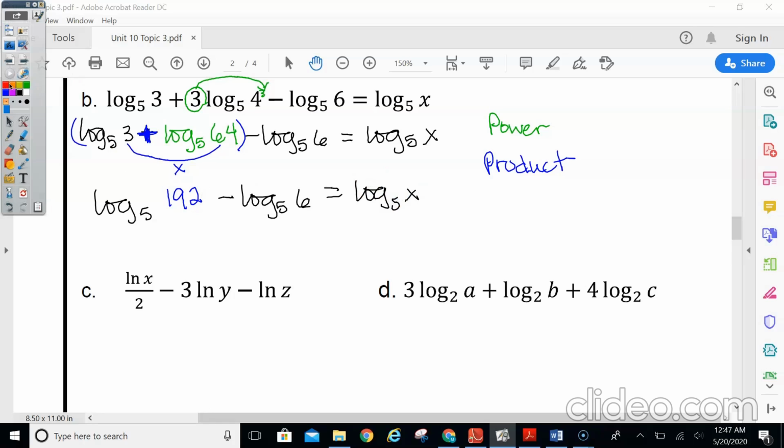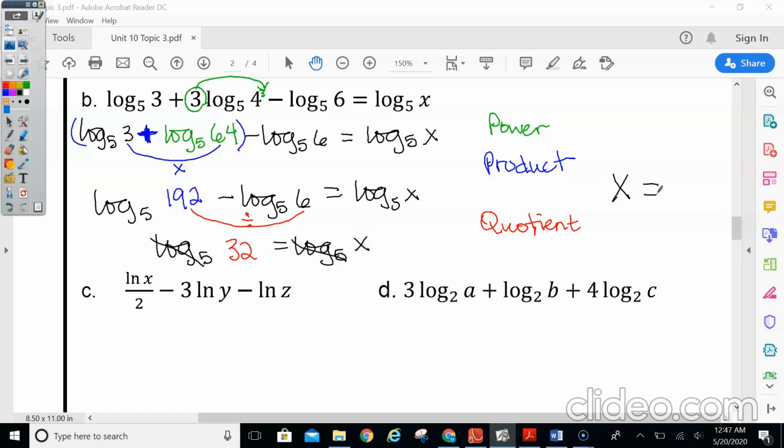So then the last step is to use the quotient rule. Again, you don't have to write the rules if you just show me what you're doing. So here I am going to divide these two numbers. So 192 divided by 6 is 32. So log base 5 of 32 equals log base 5 of x. So now that I got a single log on each side, I can cancel out the bases and say x is 32.